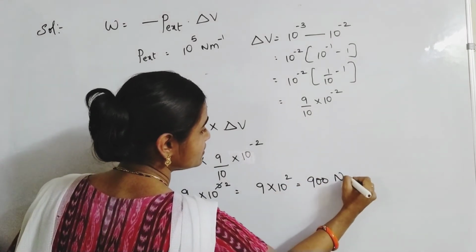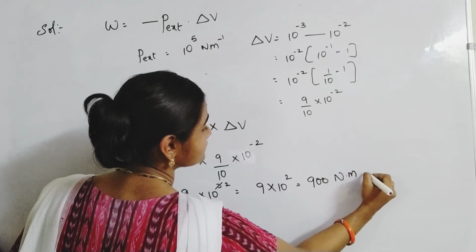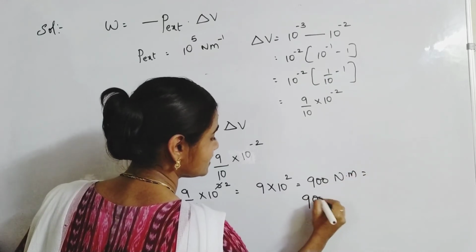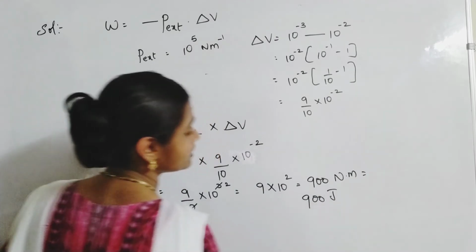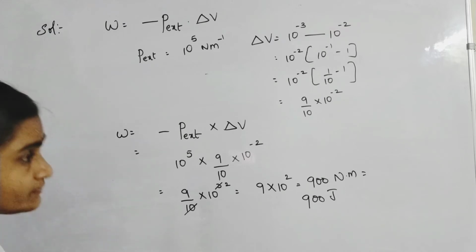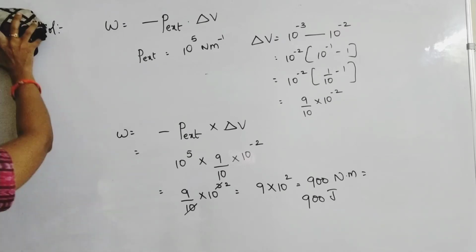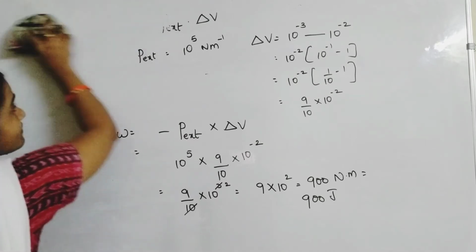And that itself we call Joules also. 900 joules. Okay, so your answer is how much? 900 joules. Okay, please copy down quickly. I am rubbing the board. Right. Next, question number 5.